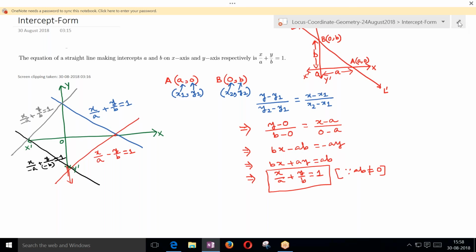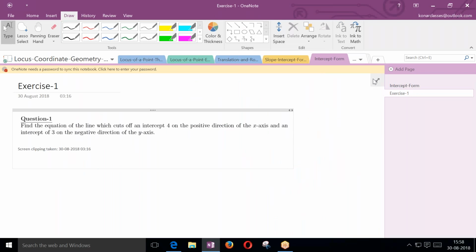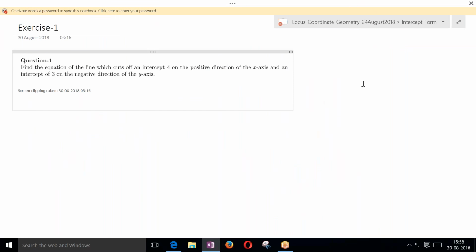Now let us solve a problem together so that we can realize whatever we have learned. So here is the question. Find the equation of the line which cuts off an intercept 4 on the positive direction of the x-axis.